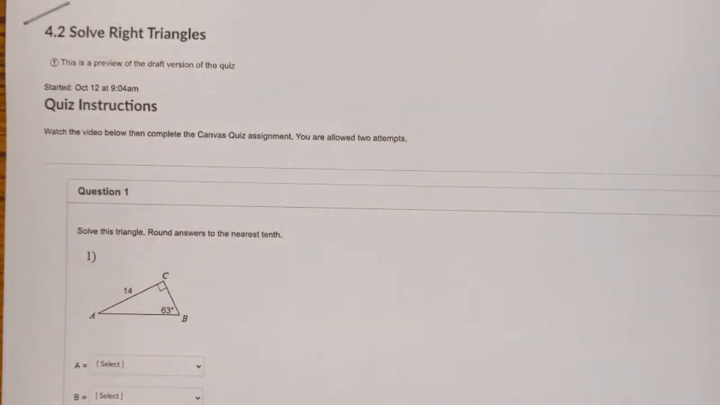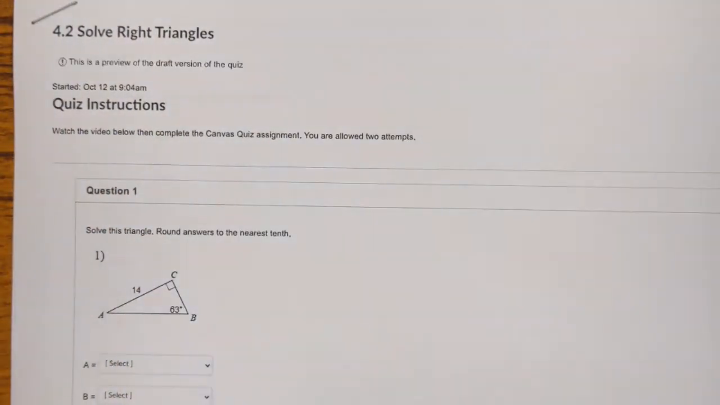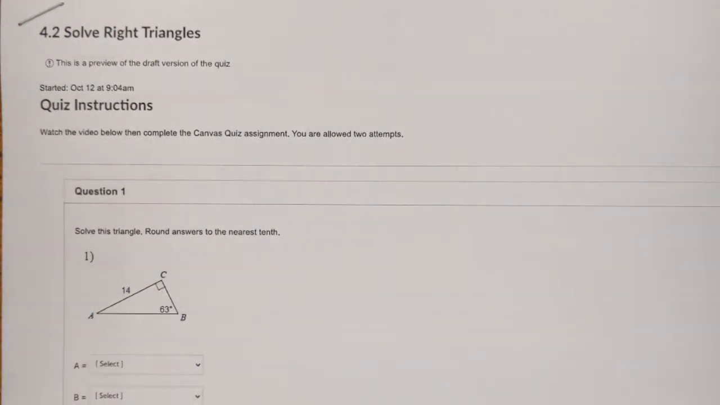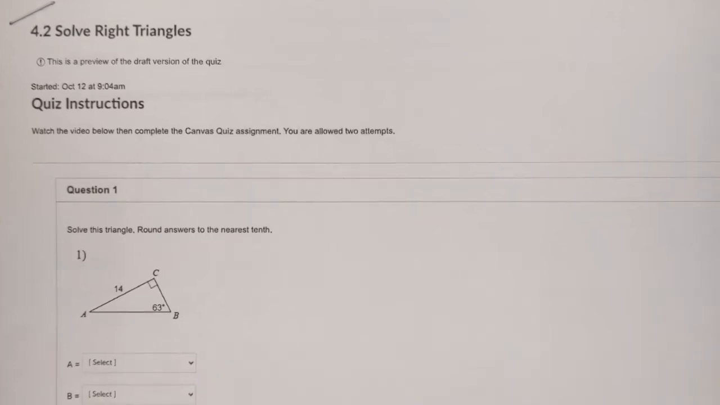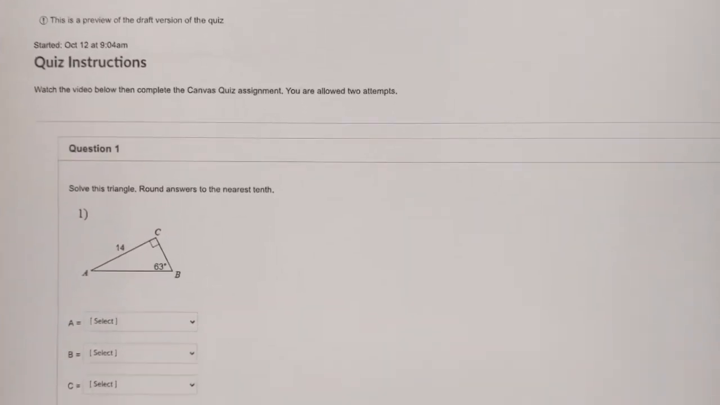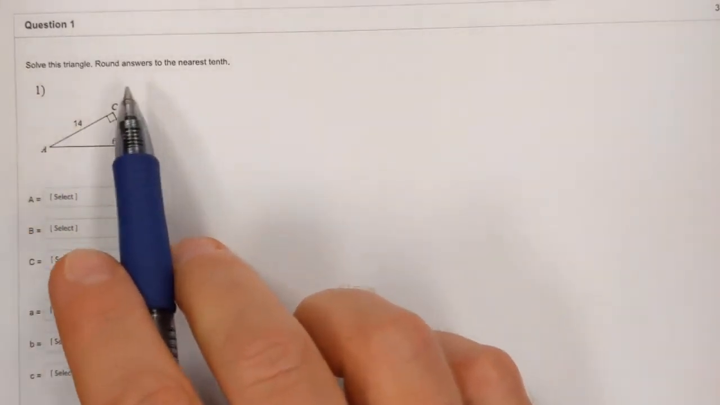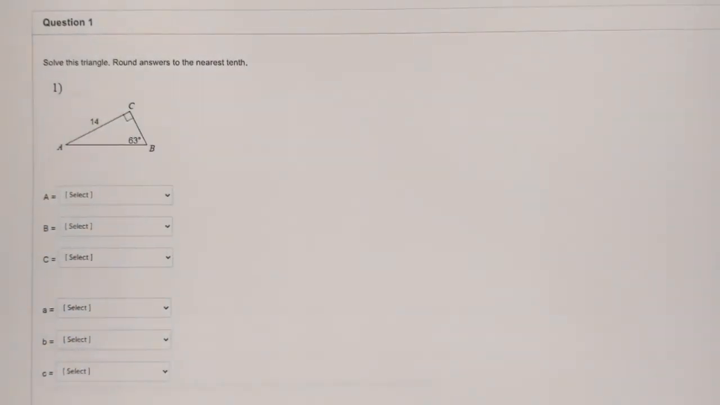Today's goal is to solve a right triangle. And we're going to dive into what this means. What does it mean to solve a right triangle, and how do you do it? And rather than random examples, we're going to jump right into your assignment. Question 1, the directions say solve this triangle. Round answers to the nearest tenth.